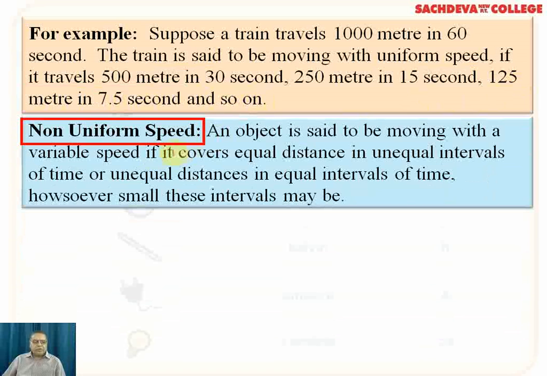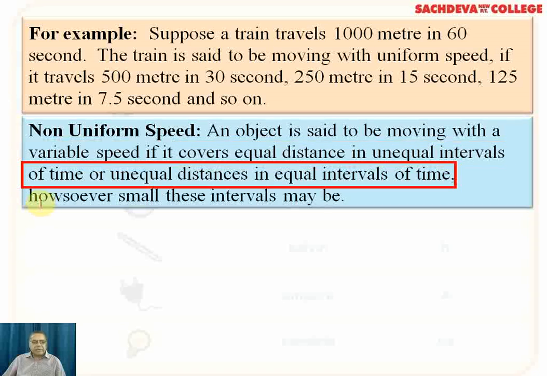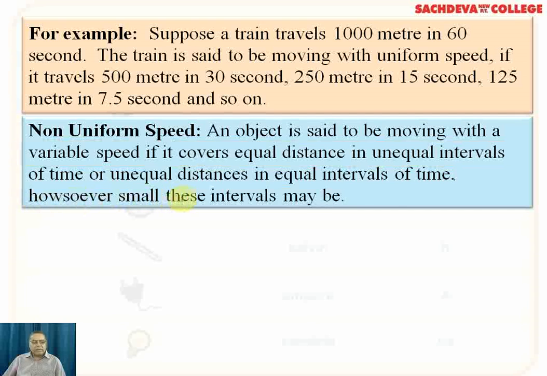Now, non-uniform speed means that body covers equal distances in unequal intervals of time. So it is clear from this definition, an object is said to be moving with variable speed if it covers equal distances in unequal intervals of time, or unequal distances in equal intervals of time, however small these intervals may be.